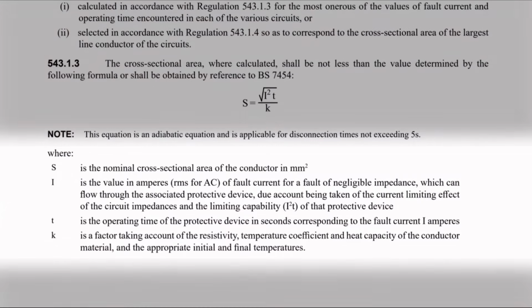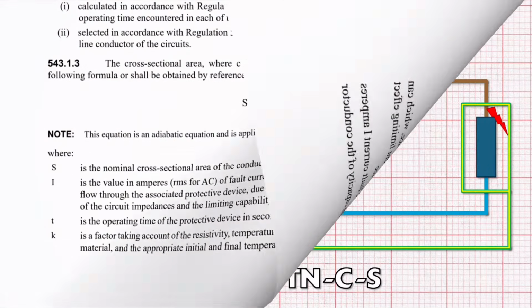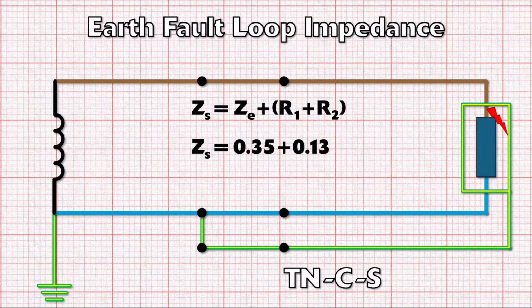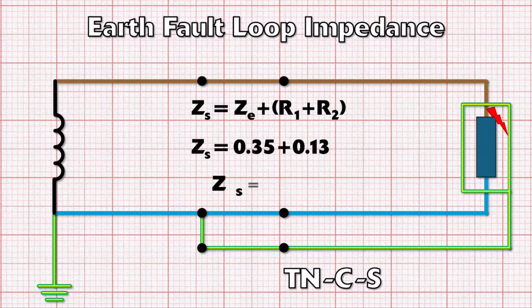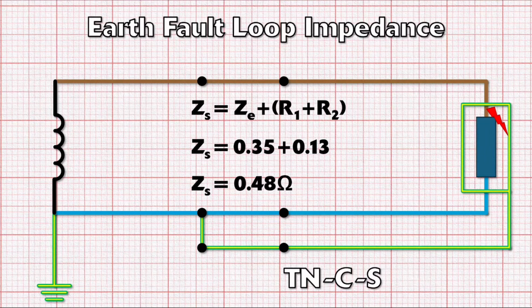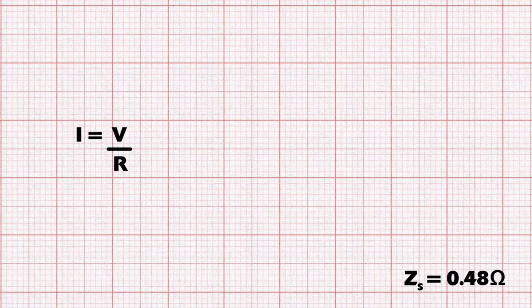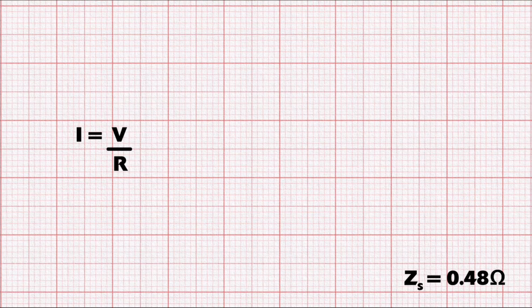I is the current that flows when the fault occurs. If you think back to the previous video, we found out what the opposition to current flow would be when the fault occurred at the end of the circuit. We called this the earth fault loop impedance and calculated that it would be 0.48 ohms. Because this value is an opposition to current flow and is measured in ohms, we can use it in Ohm's law to find the value of the current flow.